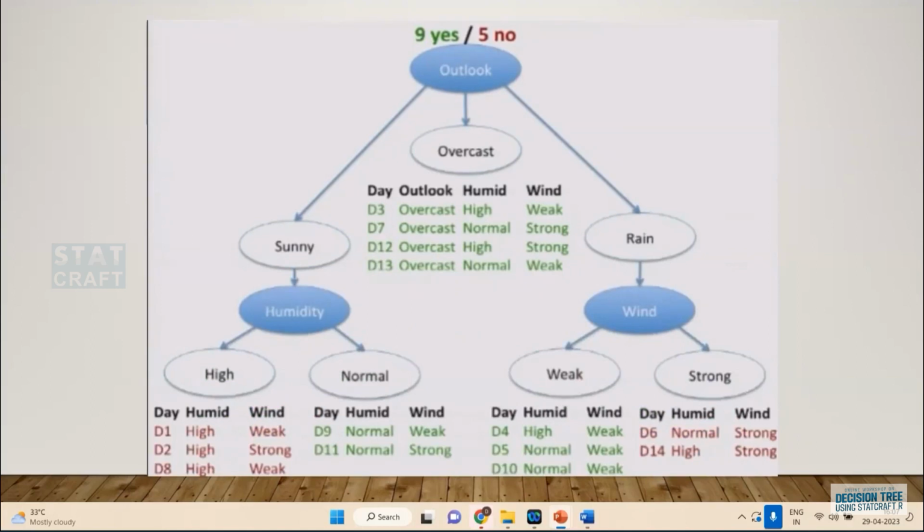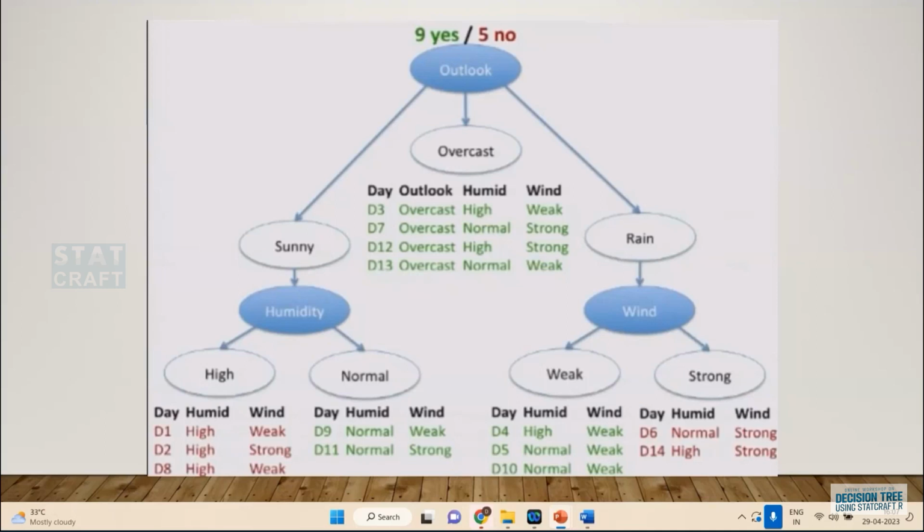Again, the humidity will be divided into 2 parts, high humidity and normal humidity. And wind will be divided into weak and strong. And on that basis, we will predict whether John will play tennis or not.